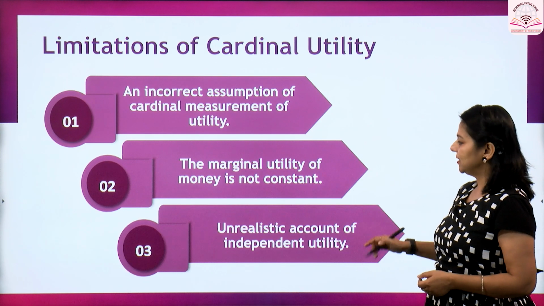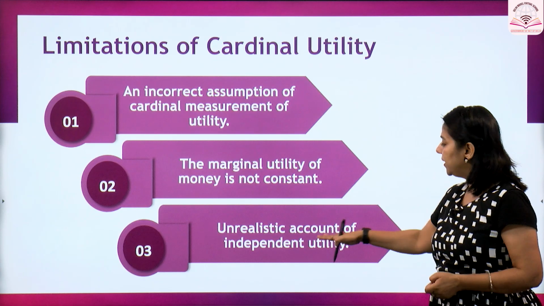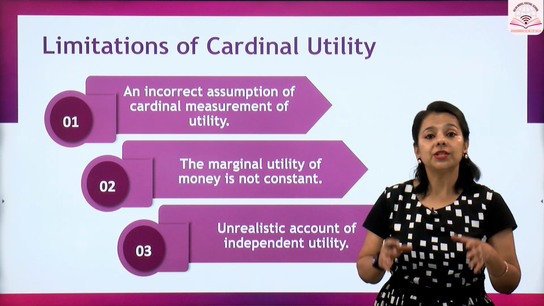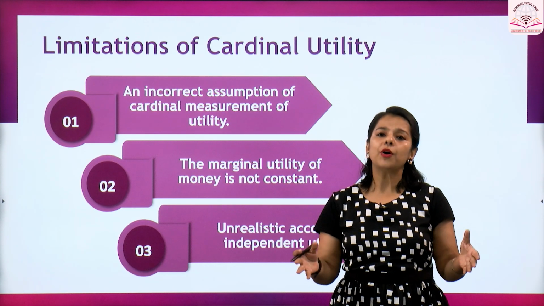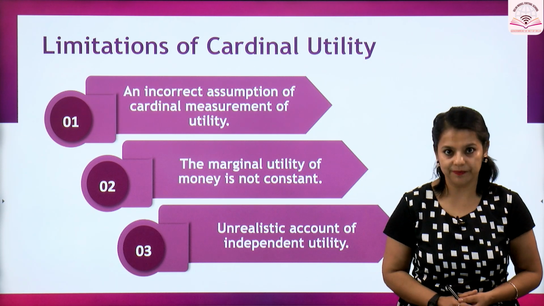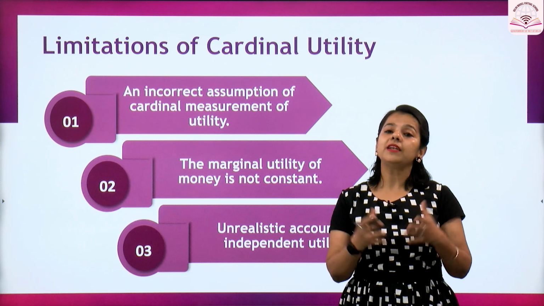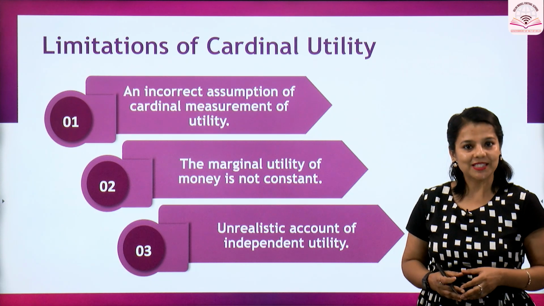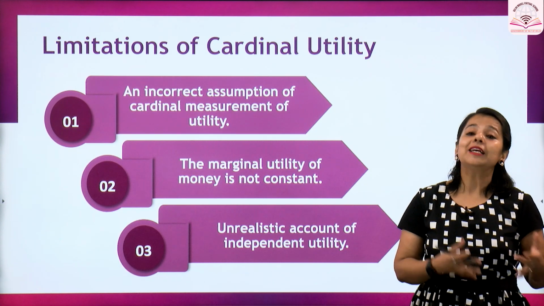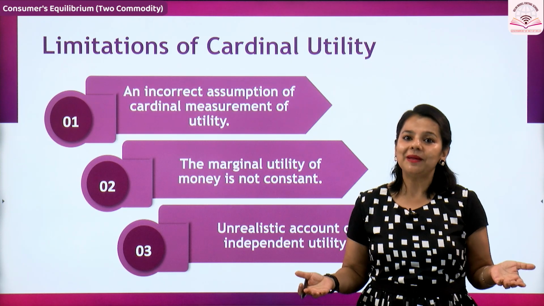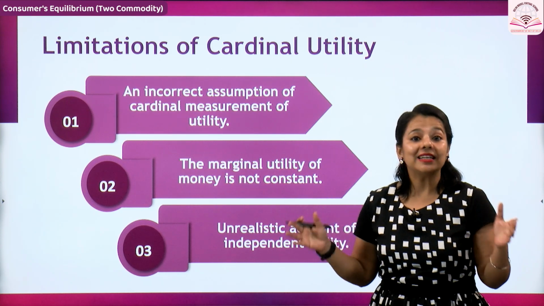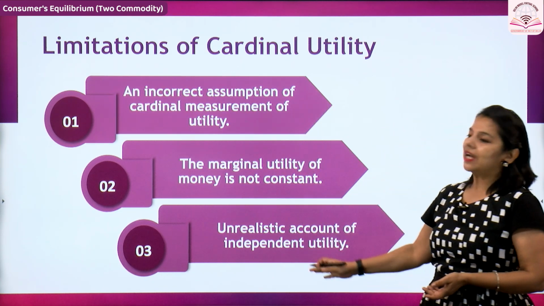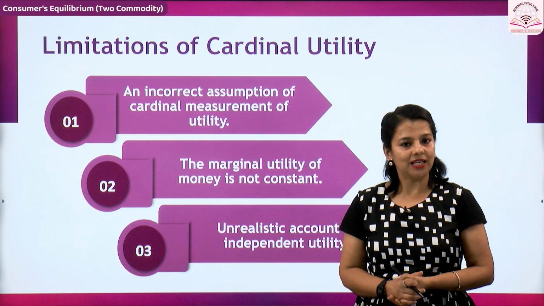Then the third is the unrealistic account of independent utilities. Cardinal utility analysis assumes that utility derived from every unit of commodity is independent of each other. However, in the real world, there are various commodities which are related to each other. For example, substitute goods, complementary goods. तो अगर वो goods आपस में related हैं तो उनकी utilities भी आपस में related होंगी और completely independent नहीं होंगी जैसा कि cardinal utility assume करती है. So these are the few limitations of cardinal utility analysis.